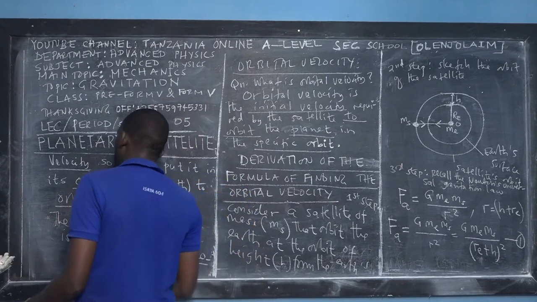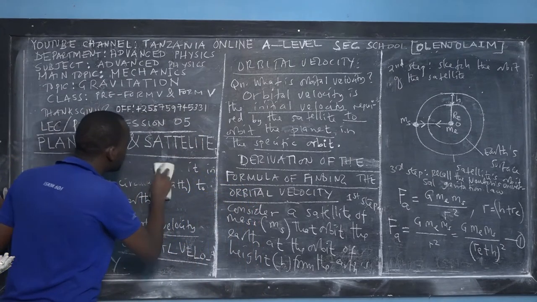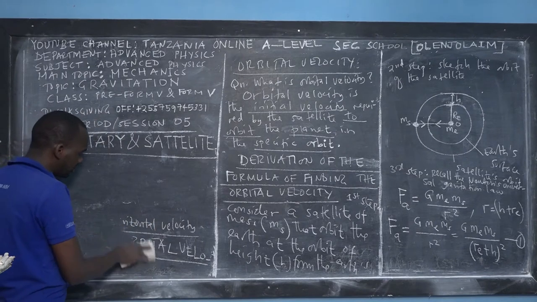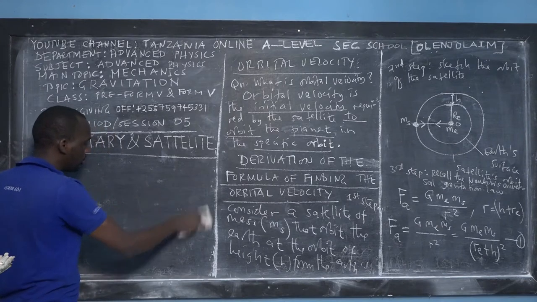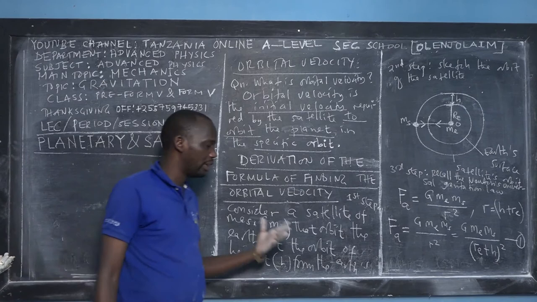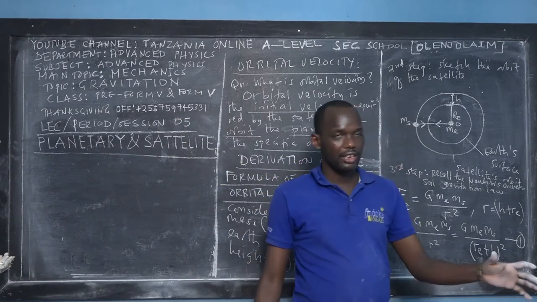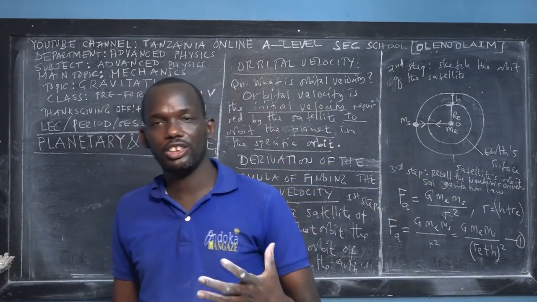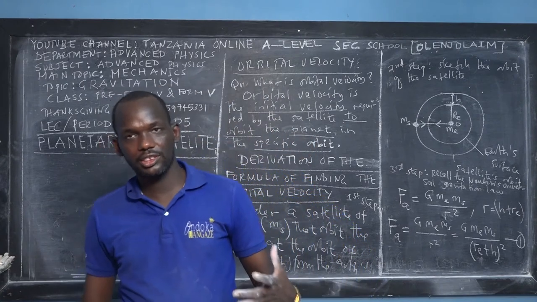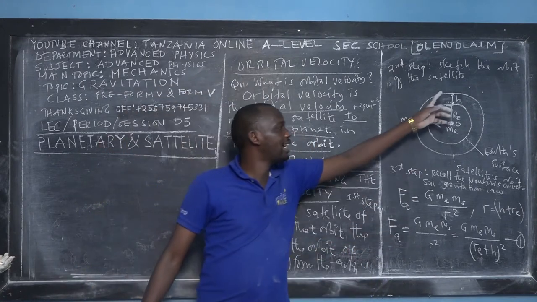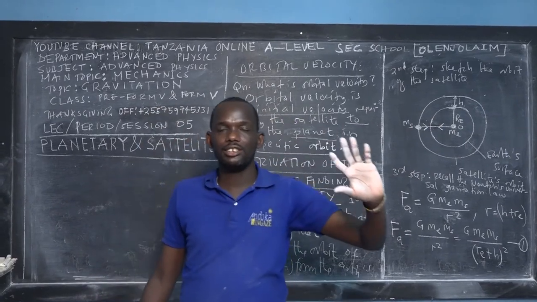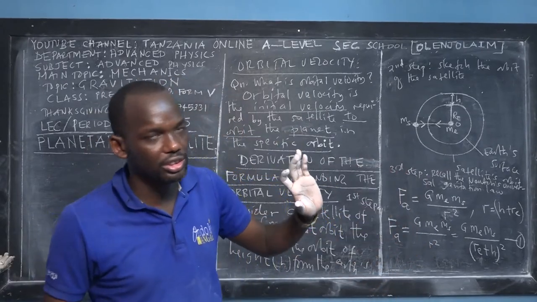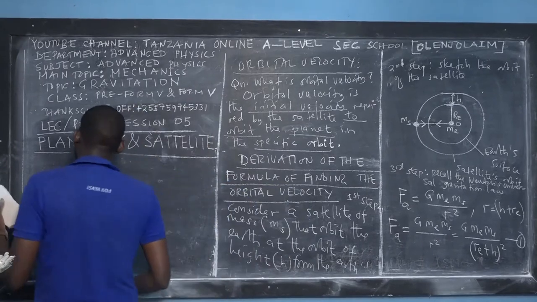Because our desire is to find the orbital velocity, in case of gravitation, I told you in previous lectures, especially sessions 2, 3 and 4, about centripetal force. This centripetal force always acts toward the center. So the satellite, the natural or artificial satellite, is the one providing the centripetal force towards the Earth. That's the third step.